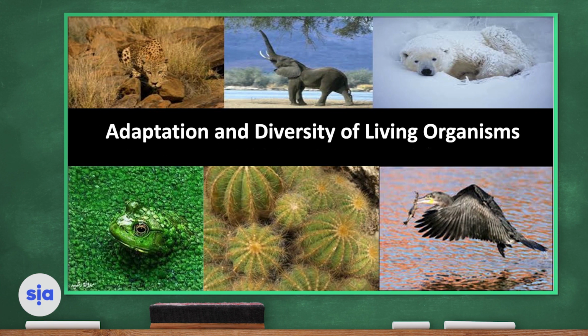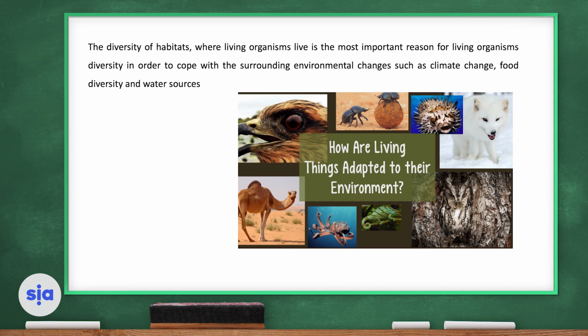Today we are going to discuss adaptation in living organisms. Adaptation and diversity of living organisms. The diversity of habitats where living organisms live is the most important reason for living organisms' diversity in order to cope with the surrounding environment. So, the changes in the environment is the main reason for the differences and the diversities among living organisms.